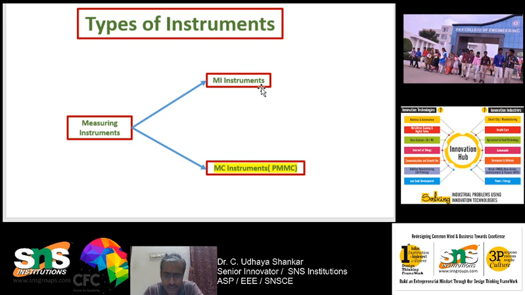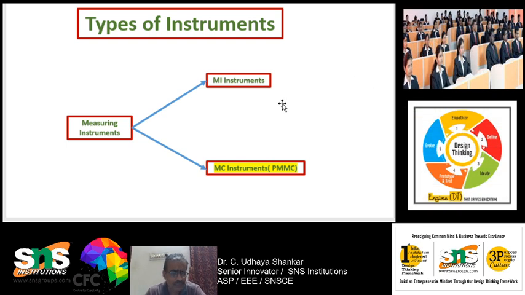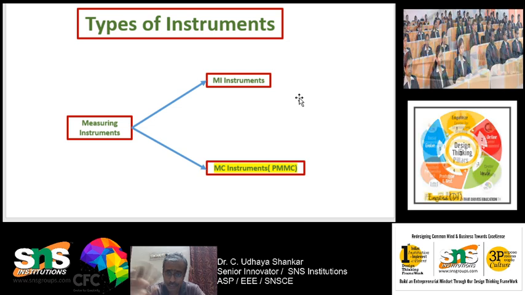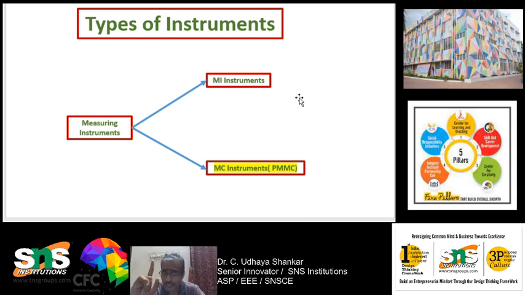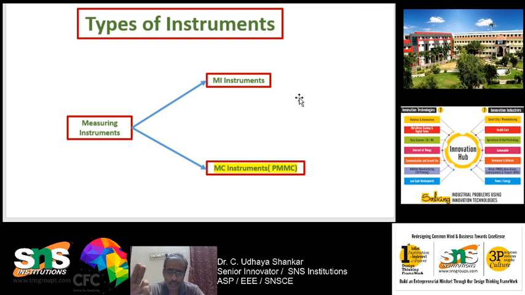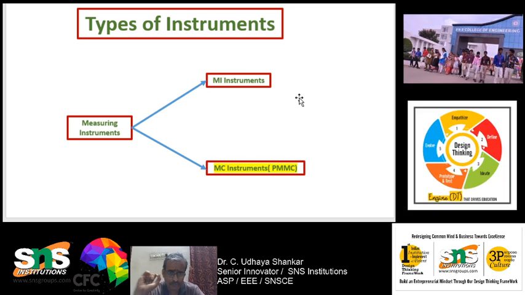That's all about the introduction. Again, I want to convey that this instrument will give an accurate reading only for DC measurement. It is not suitable for AC. For AC measurements, you have to go with the MI instruments. For DC measurement alone, you have to go with the MC instruments. MC instruments give accurate values for all DC measurements, for example DC current and DC voltage.